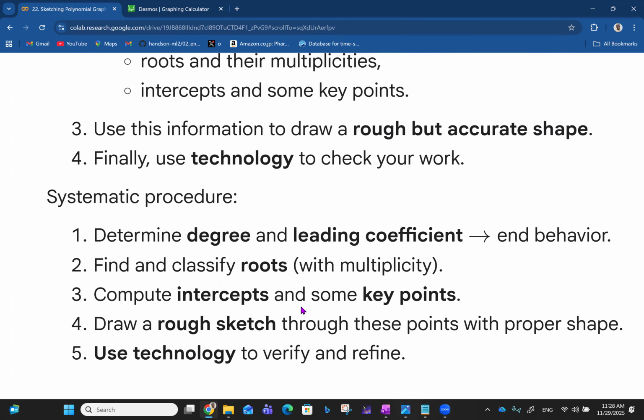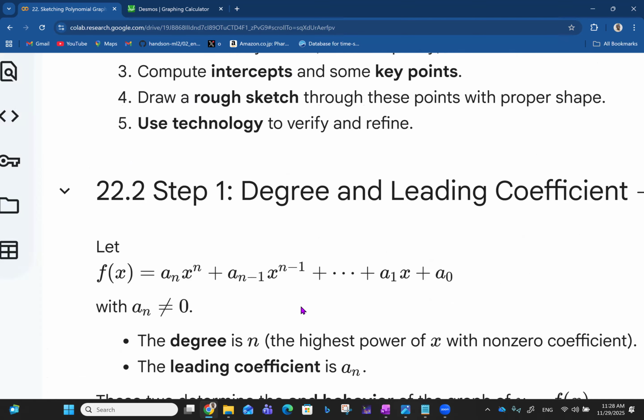So the systematic procedure includes determining degree and leading coefficients, which tell us about the end behavior. We've seen this a lot of times. And we can also find and classify roots with their multiplicities. We compute intercepts and some key points. Then we can draw a rough sketch through these points with proper shape. Then we can use technology to verify and refine. Okay, let's go for it.